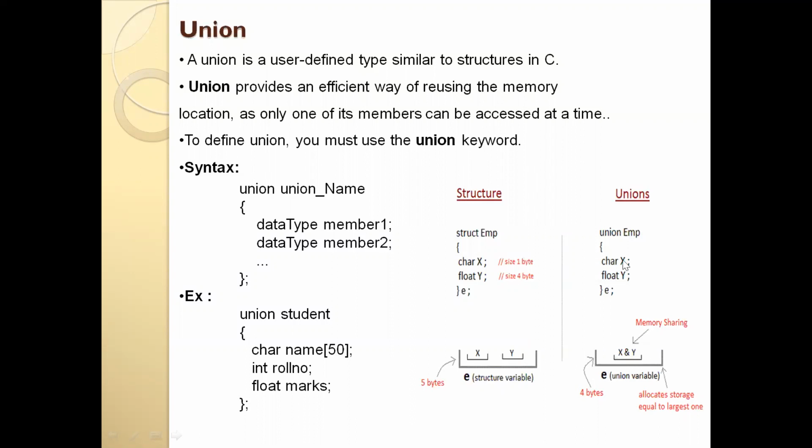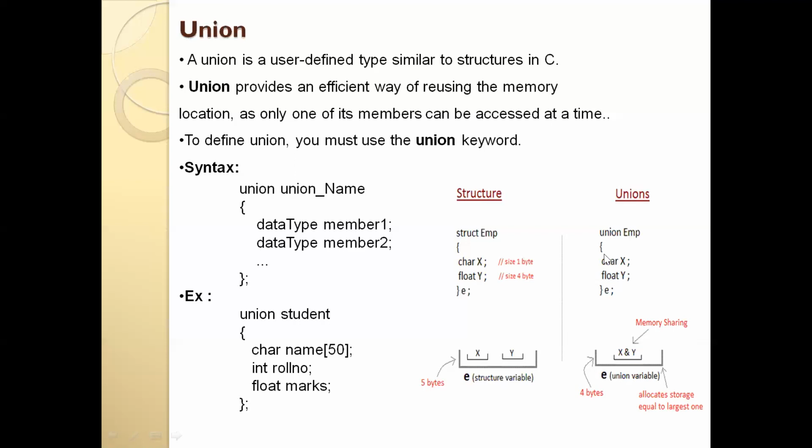Out of these 4 bytes of memory, these two members will share the same locations. Whenever you want to process x, that x will be stored in this memory. And whenever you want to process y, then automatically x will be removed from that memory and y will be stored into it.